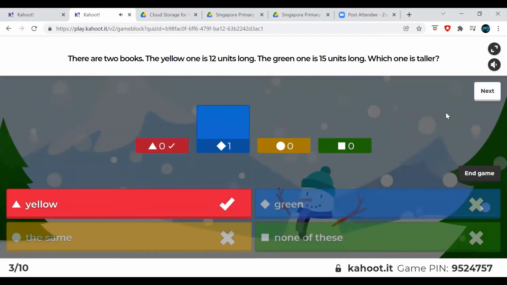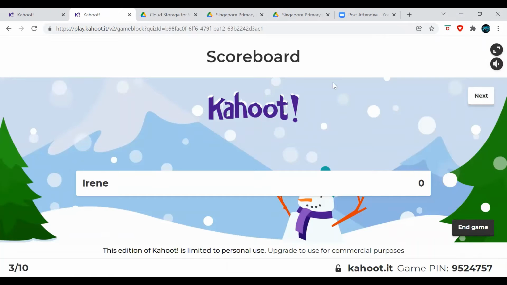Oh, wait, sorry. Oh, okay. Wait, oh my God, I'm so sorry. Okay, so, Irene, do you have questions about the problems? The green was 15 and the yellow was 12, right? Okay, so, I don't remember the problems.